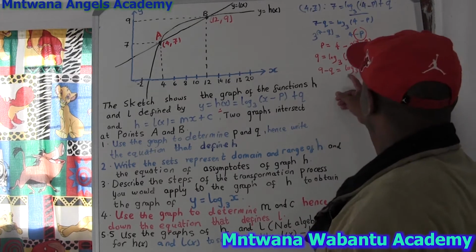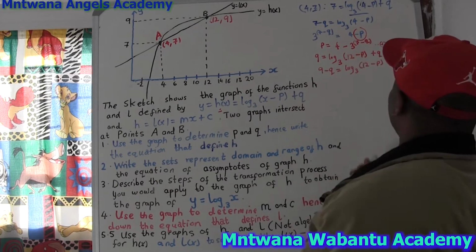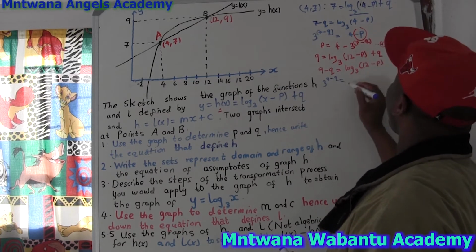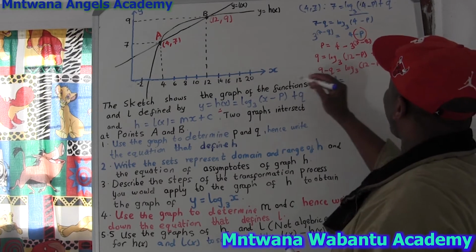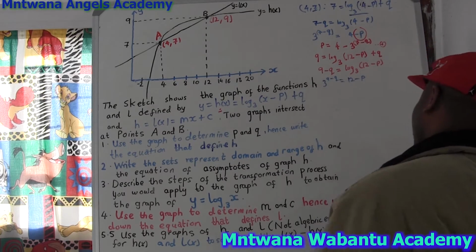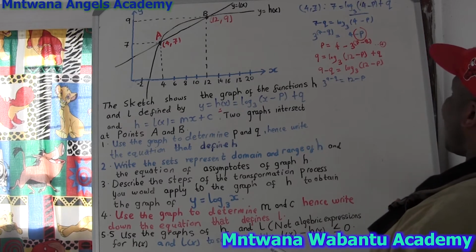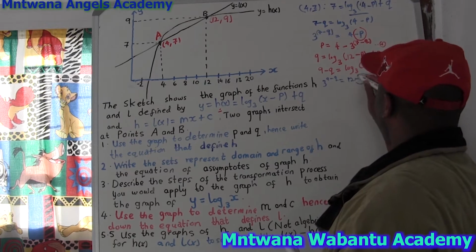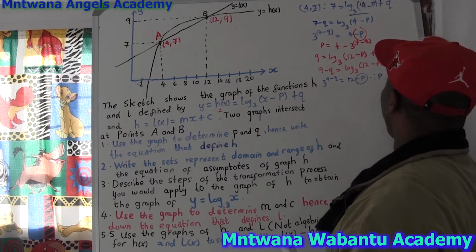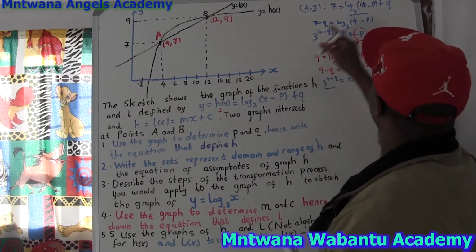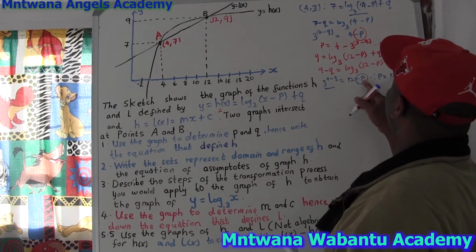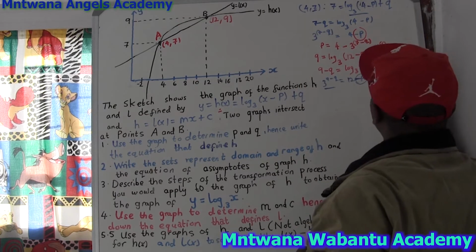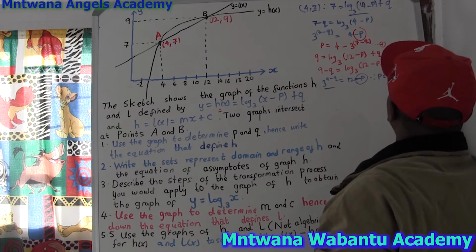Exponential rule: you push this one here. When you push that there, this becomes 3 to the power 9 minus q, equal to 12 minus p, as the log falls away. Then we want to make p the subject. This p goes to the left and becomes positive, and the 12 goes to the right-hand side, so p equals minus 3 to the power 9 minus q, plus 12.